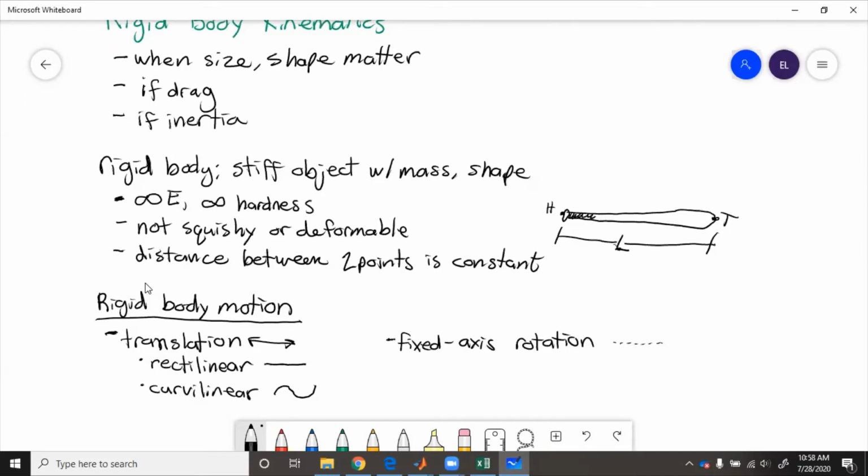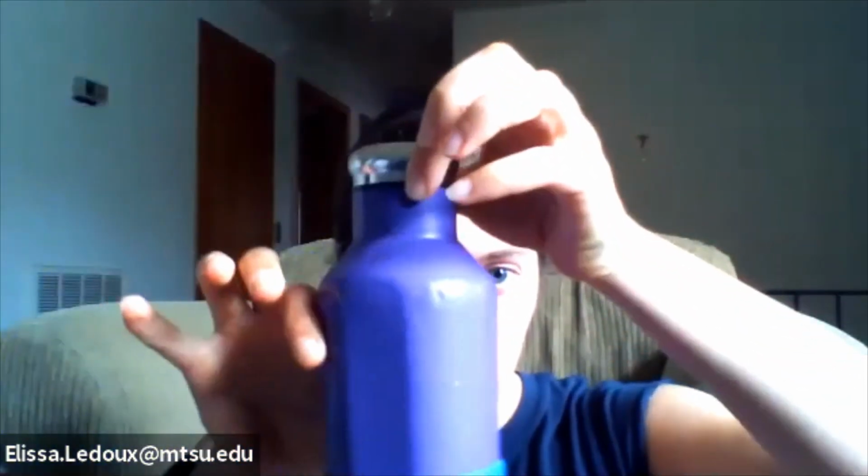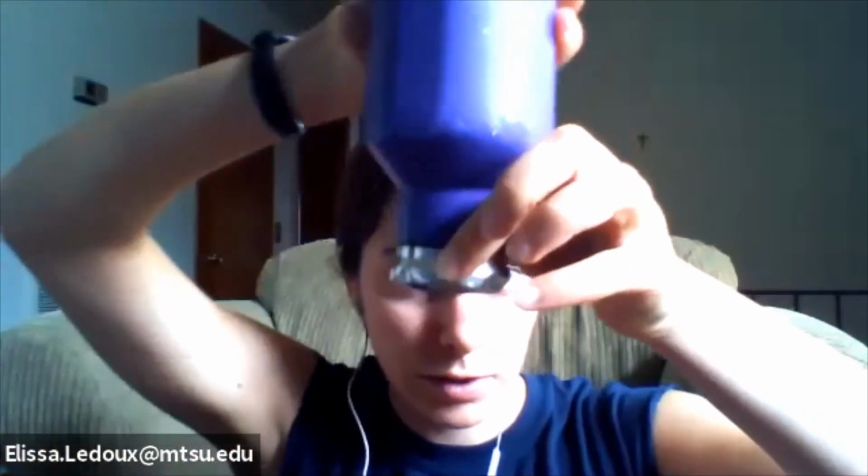So this is an axis, something could rotate around the axis. So example of this, say I have the water bottle. If I turn it like this, I want it to rotate around this fixed axis of my finger. It rotates like that. So that's a fixed axis rotation. Also, I could say we want it to rotate around the cap. So it's rotating around a fixed axis where my fingers are pinched.